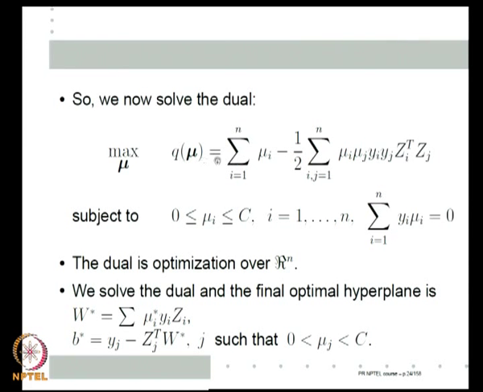The nice thing is that my original feature vector is in m dimensional space, maybe 100 dimensional space. My transformed feature vector may be in 10,000 dimensional space, but the dimensionality of the dual does not change. The dual is an optimization in R^n, where n is the number of examples. It does not depend on the dimension of x or the dimension of z. So, that is a very nice thing, another advantage of solving in the dual domain, and we can solve this and find this.